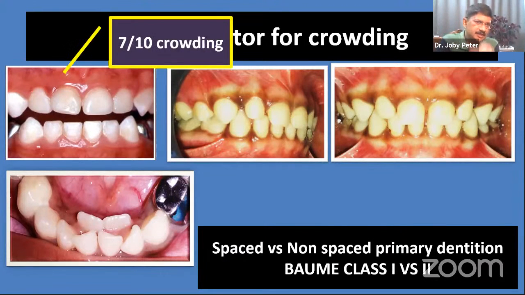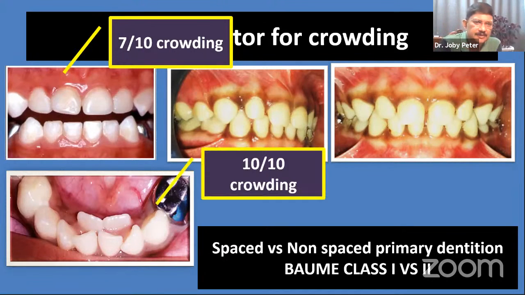Another study says that 7 out of 10 cases where there are no spaces in the primary dentition can have crowding in the permanent dentition. 7 out of 10, that is 70%, can have crowding. You can't look at this dentition and say don't worry, nothing will happen, the tongue will take care. No, you can't say that. And in crowded primary dentition, 10 out of 10 can have crowding in the permanent dentition. So am I justified in saying that telling them the tongue will push is not justified here? That's not the right protocol. As a general dentist, you're supposed to do better than that.